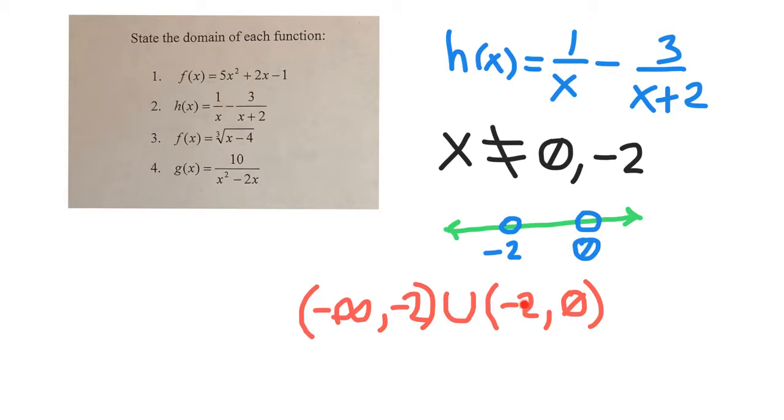Right here, and this part recognizes this section right here, and then finally it would be a union of that with 0 all the way to positive infinity right there. And this section represents this right here. So that is the domain for this one.